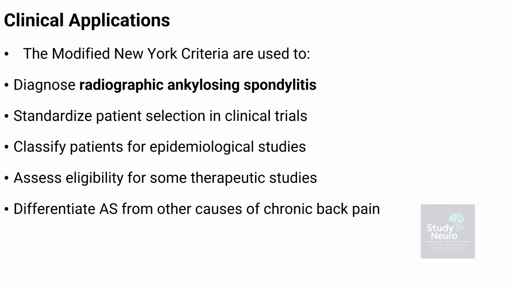In clinical research, these criteria help ensure that participants enrolled in studies have comparable disease characteristics, which strengthens the quality of research findings and makes the results easier to compare across different institutions and populations. Standardization is essential. The criteria also help distinguish ankylosing spondylitis from other causes of chronic back pain and are still used to determine eligibility for some therapeutic studies, although newer classification systems are now preferred in many research settings.